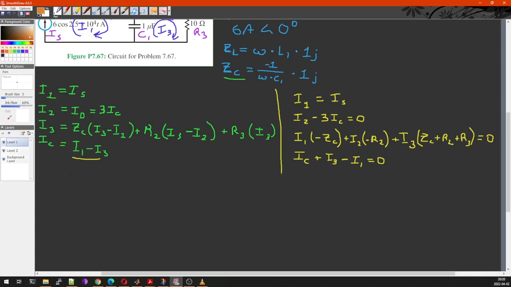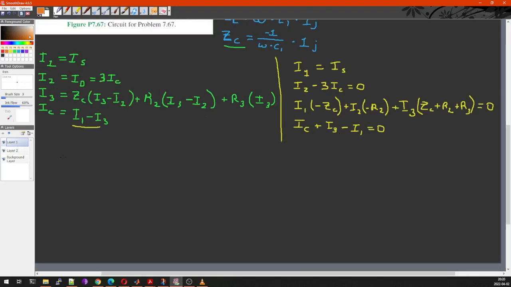Let's go ahead and come down here. We've made it to orange, and we are going to set up our matrix. We're going to want 4 terms: I1, I2, I3, and IC. For the first equation, I1 is equal to IS, so we have 1 I1, nothing of anything else, and we set that equal to IS. Everything else over here is equal to 0, so we can fill in that matrix, 0, 0, 0.